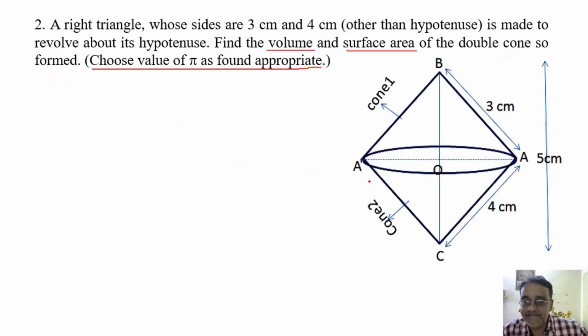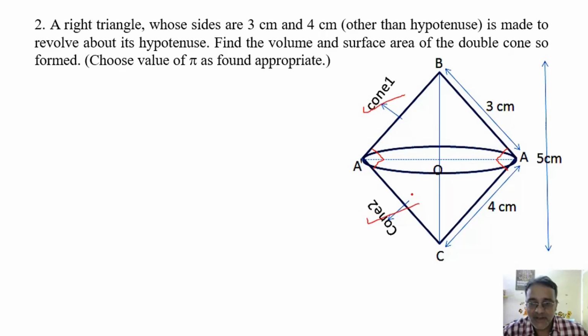See this figure. This is right angle at A. So this is 90 degree and this is also 90 degree. And BC is the hypotenuse. If it is revolved around the hypotenuse, we'll get two cones, the upper cone and the lower cone. If we revolve the triangle about AB, then we'll get one cone.